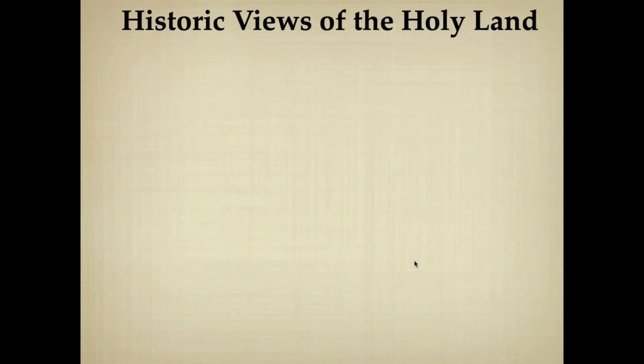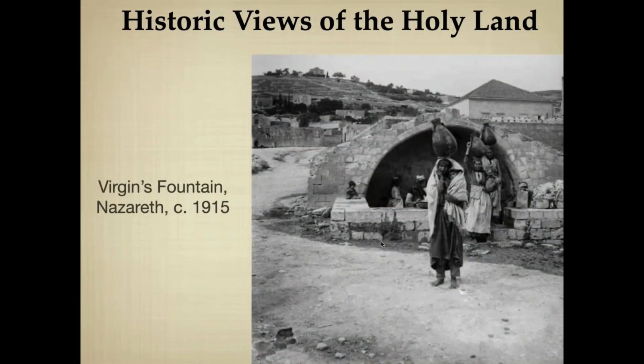We also have another resource that has over 4,000 pictures of what we call archival pictures. How did this area look 100 years ago before modern civilization? And here's an example. This is the Virgin's Fountain, which today is called Mary's Well in Nazareth. You could see the city is very poor and not built up. You can see in the background, there's no houses on that hill.